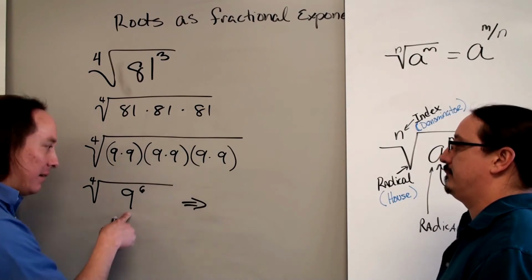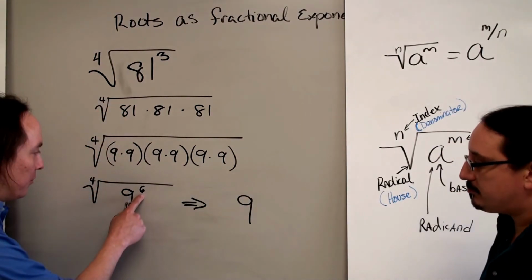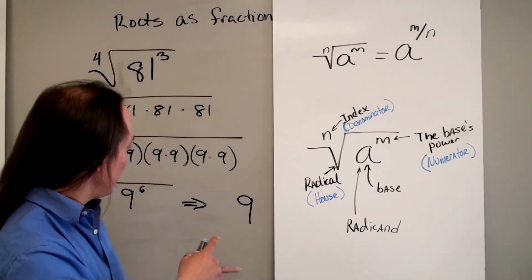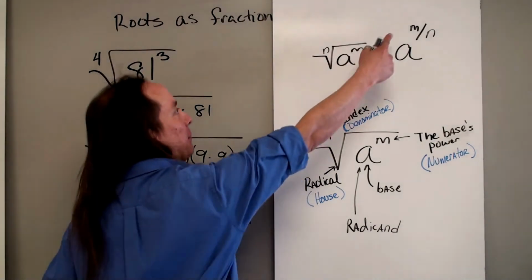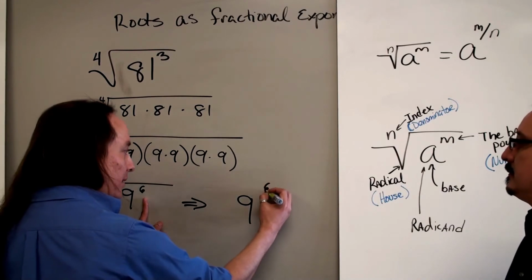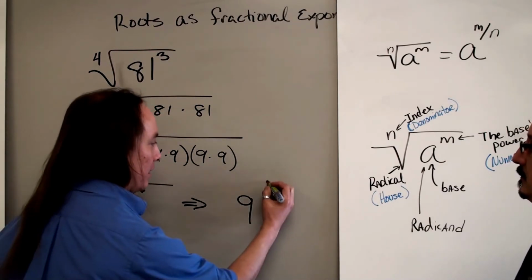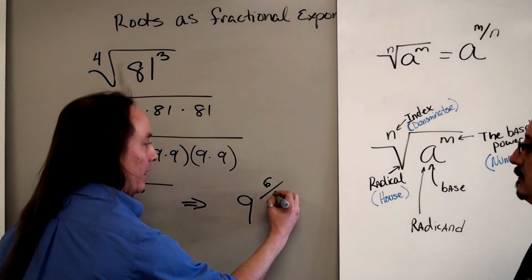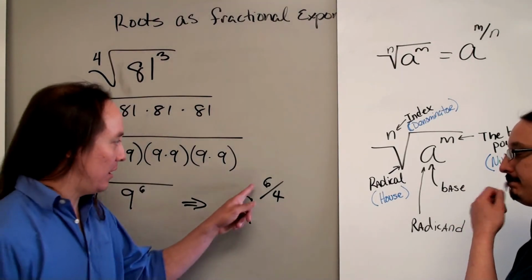My base stays the same. I'm going to put my base, and I'm trying to remember what the 6 was. I've got to look at my rule here. The exponent on the base is m, and m is the numerator. So that's going to be the numerator, 6 over 4. Now it's an improper fraction, right?